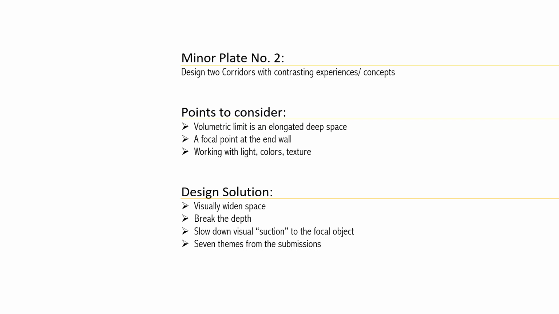If it's too elongated, like rectangular and wide, we break that down so that it's not so wide, and people do not have the perception that it's a tiring corridor to walk into, or it's a very long walk that's very tiring. So we try to solve the inherent weakness of a volumetric limit.